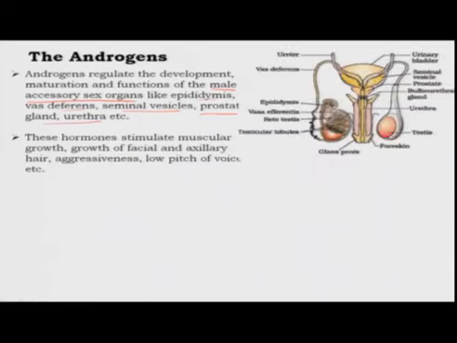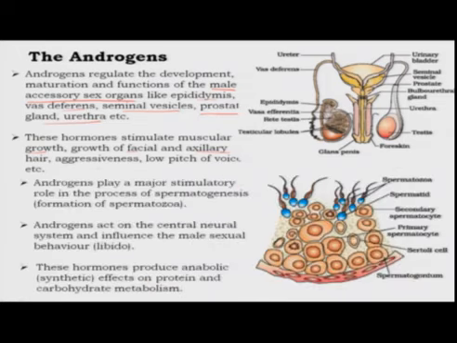They also stimulate the production of secondary sexual characteristics such as muscle growth, growth of facial hair, axillary hair, aggressiveness, low pitch of the voice, etc. Androgen also is important for the production of sperm within the testes, and it is also important in influencing male sexual behavior. Finally, these hormones are called anabolic hormones because they affect protein and carbohydrate metabolism.